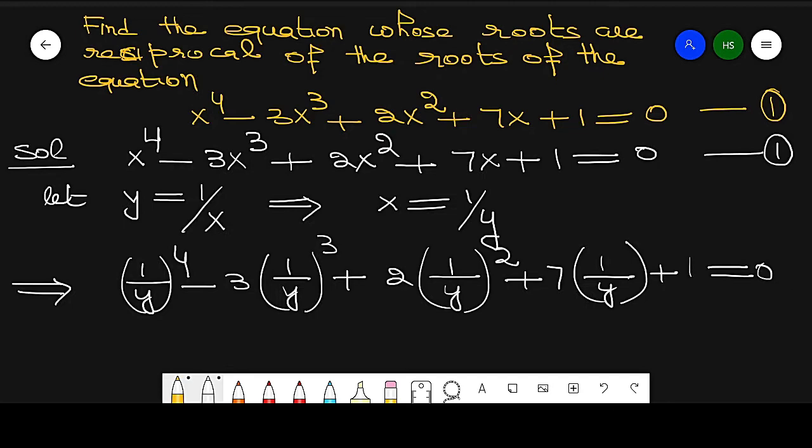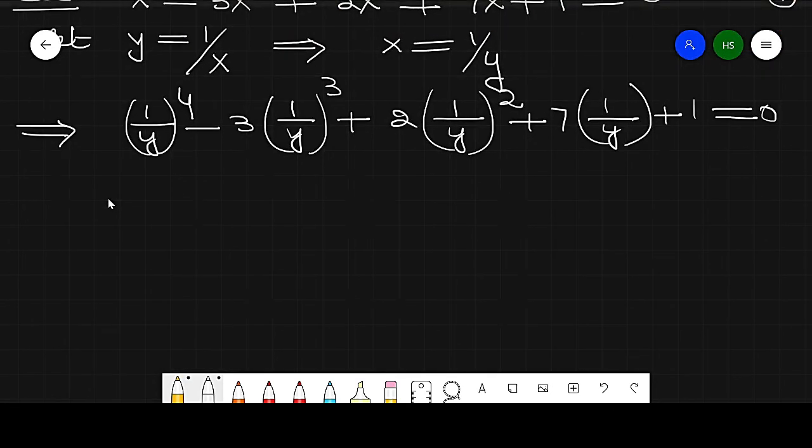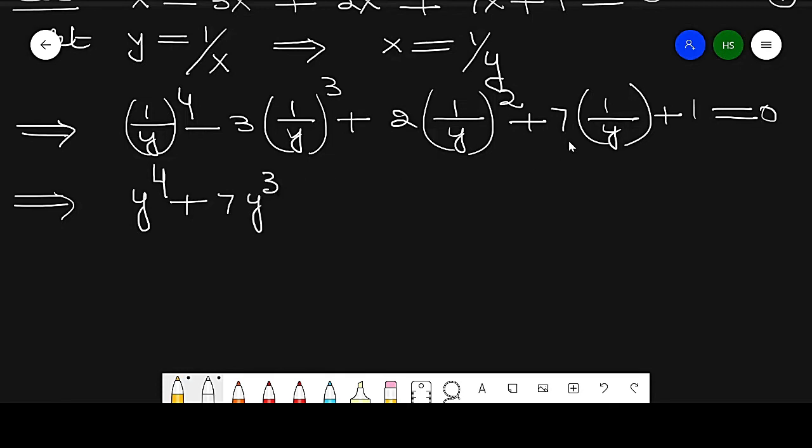Now simplify. Multiply by y raised to power 4 on both sides of the equation. So what we get is y raised to power 4 plus 7y raised to power 3 plus 2y square minus 3y plus 1 equal to 0.